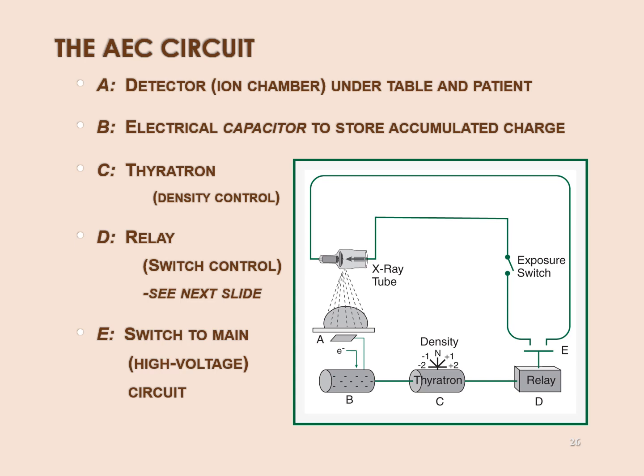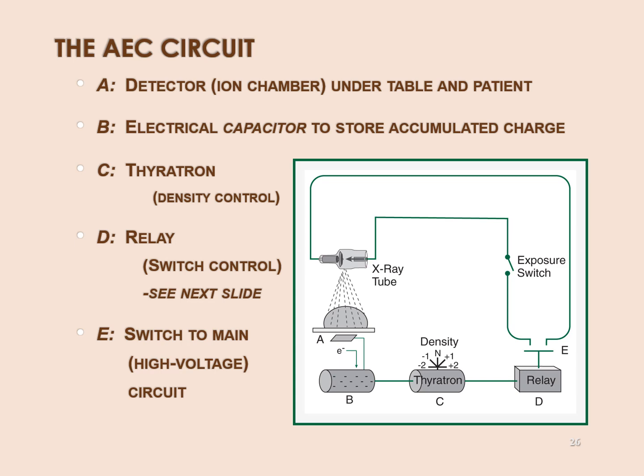Okay, so B is all about activating the relay at D. It wants to send its excess charge to D, where there's an electromagnet at E that can pull open the exposure circuit. Okay, and so when A, the ion chamber, starts collecting ions, it sends those ions to B, the capacitor, and the capacitor starts building charge.